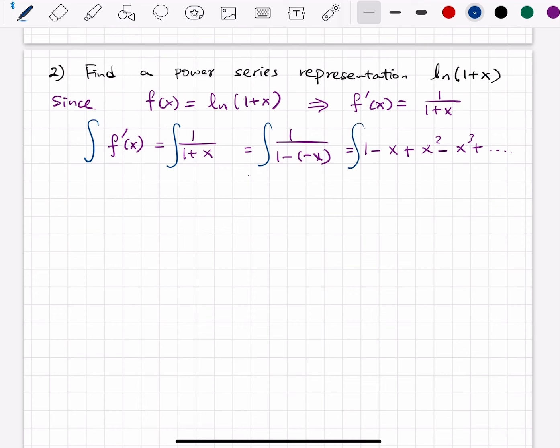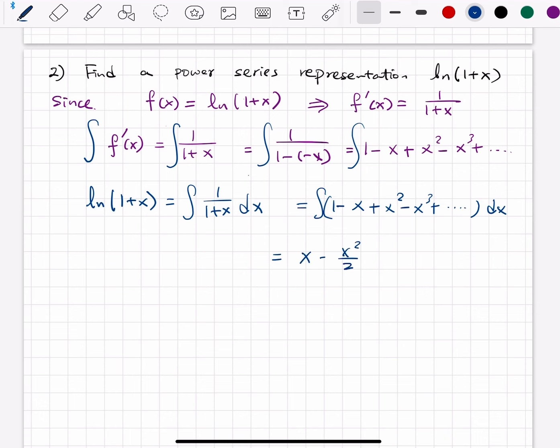And then I will write down ln of 1 plus x, which is the integral of 1 over 1 plus x dx, which is the integral of 1 minus x plus x squared minus x cubed plus dx. This side we can find its antiderivative using the power rule: x minus x squared over 2 plus x cubed over 3 minus x to the 4th over 4 plus, which is the summation of n equal to 1 to infinity of negative 1 to the n minus 1 power times x to the n over n, plus the constant c.